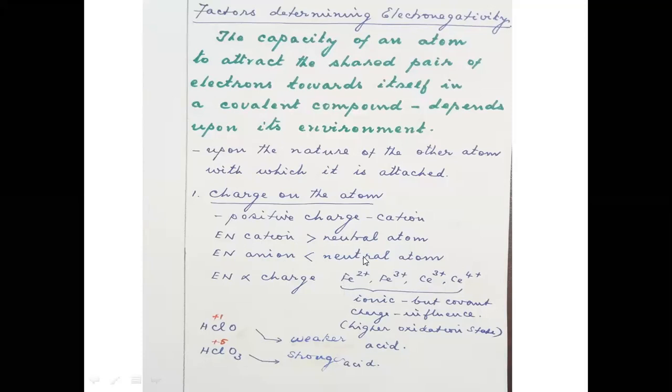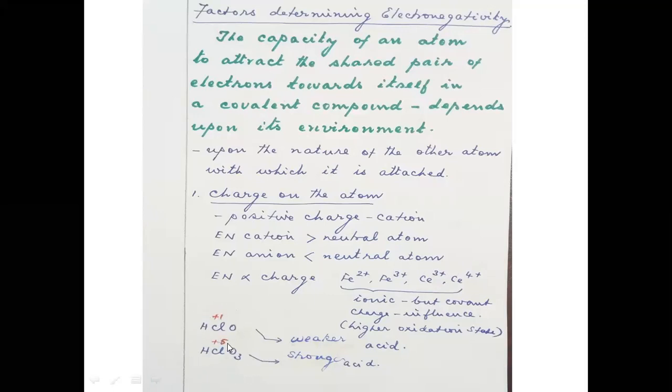See, these are all ionic species: Fe2+, Fe3+, Ce3+, Ce4+. They are ionic, but they are not covalent. These ions may have more attraction towards electrons, but as long as they are not a part of a covalent compound, you cannot speak of the electronegativity. But you can speak of the electronegativity here. This is not an ionic compound.